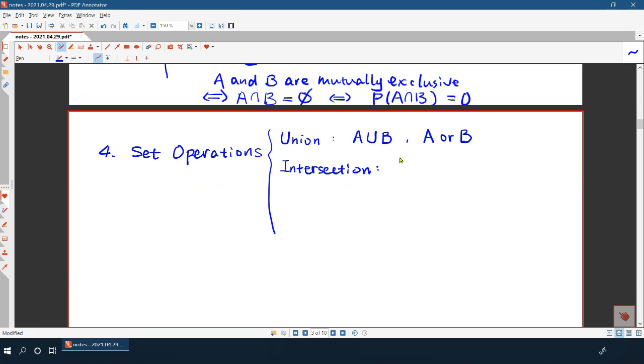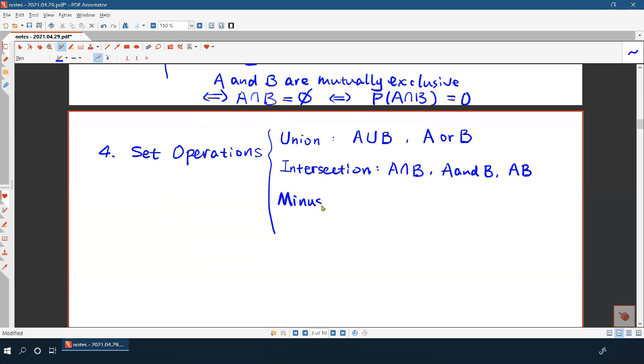Next, we have learned intersection. The intersection between A and B can be denoted as A intersect B, or A and B, or sometimes AB. These are all the intersection between A and B. So A and B is a new set that contains elements belonging to both A and B, right? This is called intersection.